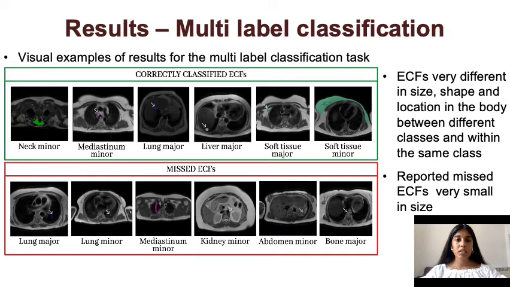In this image, some visual examples of results from the multi-label classification task are shown. It can be seen that the size, shape, and location in the body of the extracardiac findings is very different between different classes and within the same class as well. It is also worth mentioning that the reported examples of missed extracardiac findings are very small in size, which would make them harder to identify.